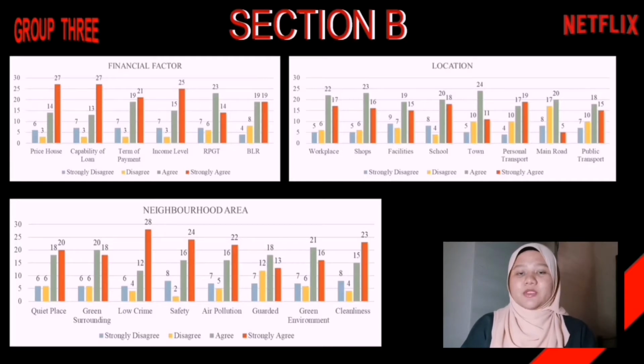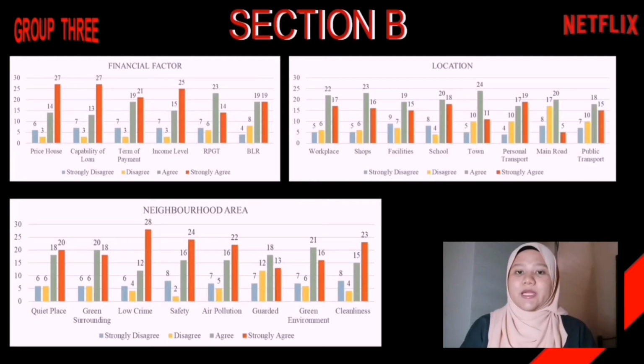The second graph is about location. We can see that most respondents agree to buy their house because of the location, with proximity to the town center and their workplace. Also, they want shops around and a place near the school and main road. This shows that most respondents want their property in strategic locations. Next, the third graph is about the neighborhood area.